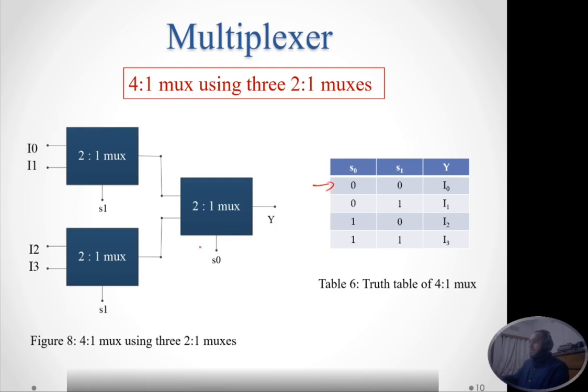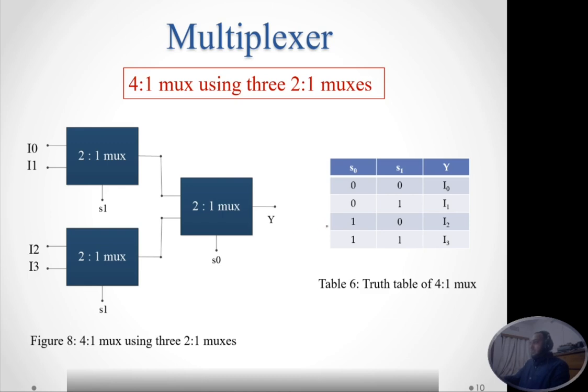For the first pattern, our S0 is 0, our S1 is also 0. So from the first 2:1 mux, we will get the first input as output, which is I0. From the second 2:1 mux, we will get the first input as output, which is I2, and I0 and I2 are the inputs of the third 2:1 mux. As S0 equals to 0, we will get the first input as output, which is I0. So for the first pattern, we are getting I0 as output.